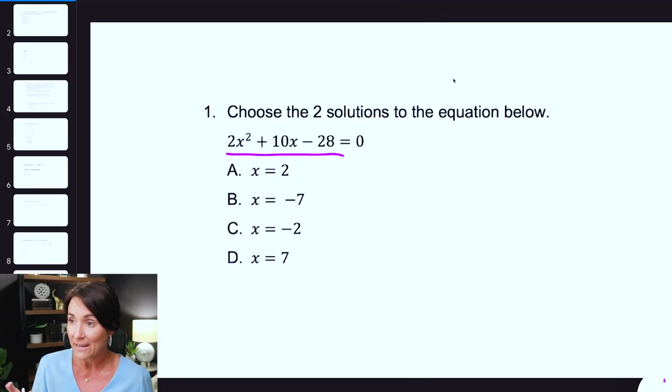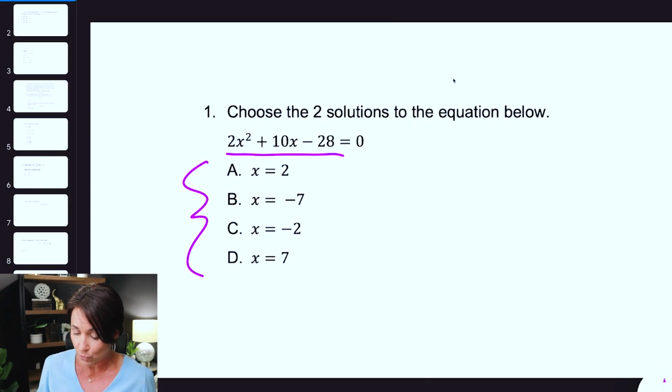So let's go ahead and factor out the 2 right away. So I can look at my answer choices here. I'm looking for 2 solutions. So there's going to be 2 answer choices that I have to choose here, which can be kind of complicated. But I can see here, this is a polynomial, and I can factor out the 2.